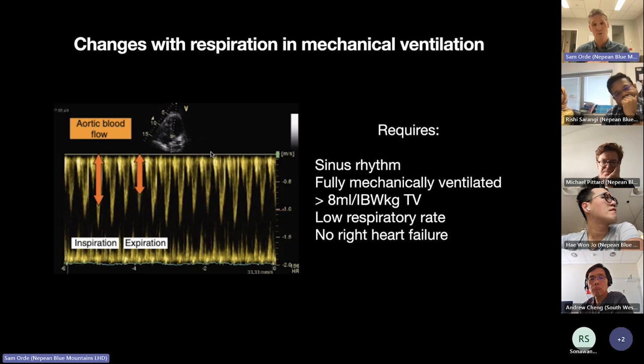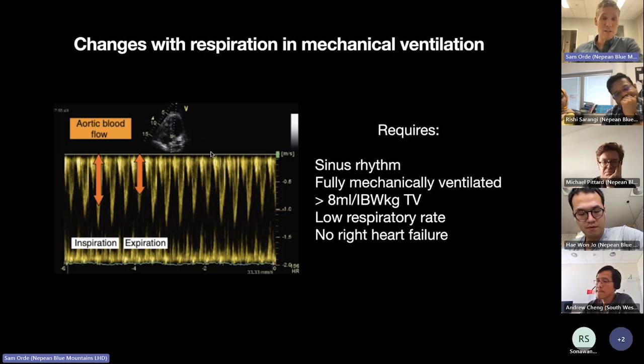So that's not 6 mils to 8 mils per kilo ideal body weight. You need to be higher than that. And in the literature, sometimes they talk about 10 mils per kilogram ideal body weight, and you do that transiently. You can't do it if they're bradypneic or tachypneic. And we've got to watch out for right-sided heart failure, because that can give you false positives. So the actual group that you can do this in can be quite limited, shall we say. But the evidence is the best for this as being a marker of being fluid responsive.